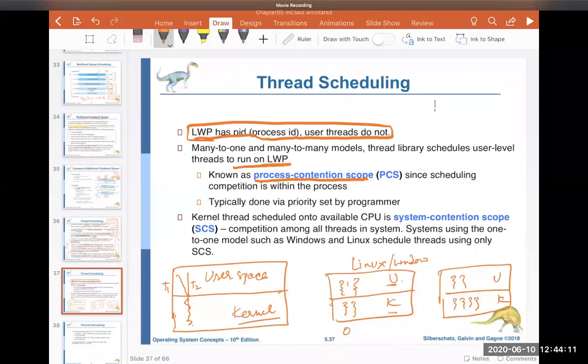This is a one-to-one map. Now this is n to 1. So there are 2 or 3 or 4 threads, and they are mapped onto only one kernel process. The kernel process is the one which would actually run it. There is only one process.